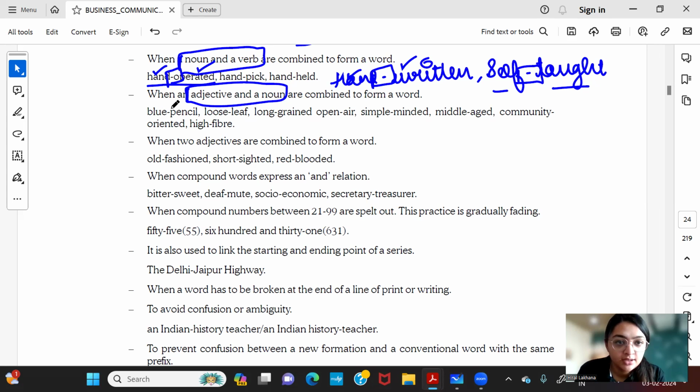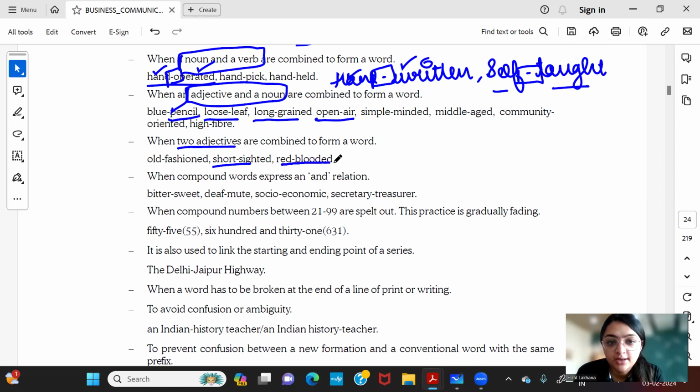So if we are saying blue-pencil, loose-leaf, long-grain, open-air. So if you could see here, blue, loose, long, open, these are all adjectives that are used to describe the nouns that are in place here. That is pencil, leaf, grain, air, minded, for that matter. Similarly, when two adjectives are combined, we can also use a hyphen to combine the two words.